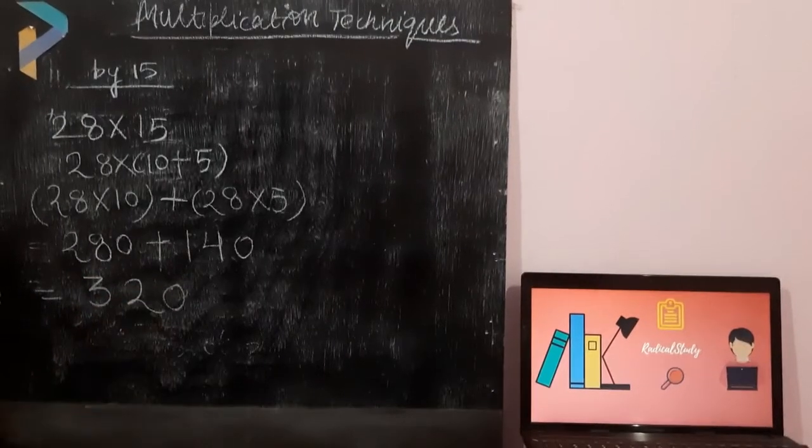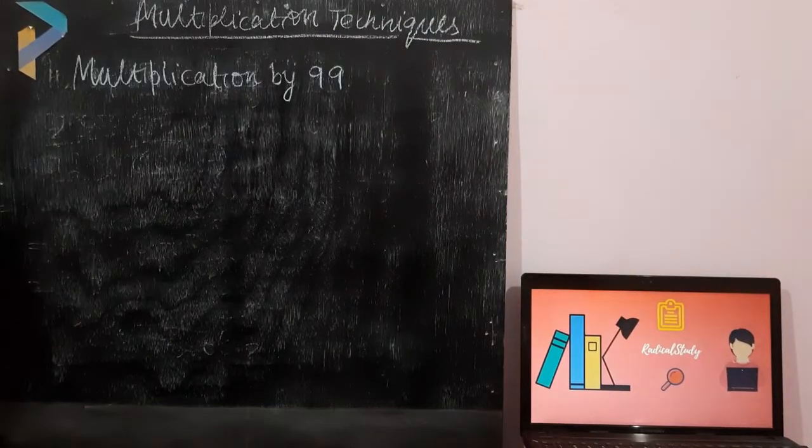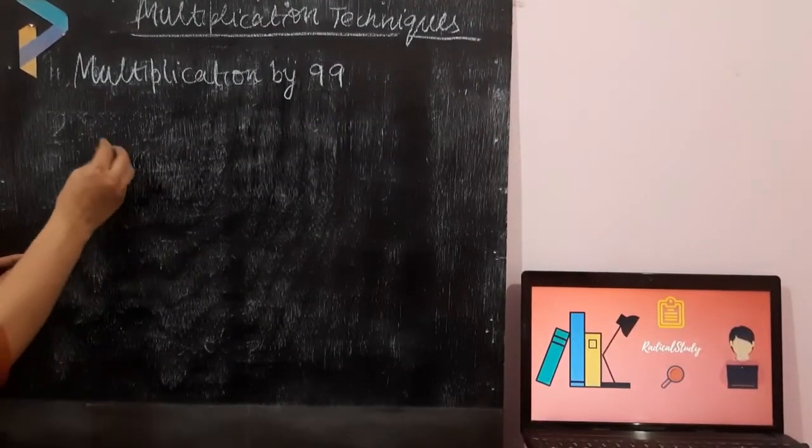420. Now I am going to explain you how to multiply any number by 99. So students, now I am going to explain you multiplication of any number by 99. As there are two methods, before explaining the method, I want to introduce one multiplication fact. You all will be very familiar with that fact. When you double a number, you multiply it by 2.